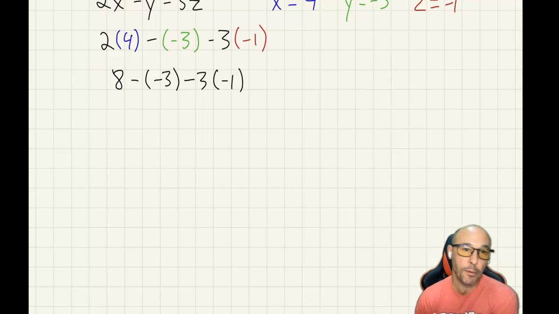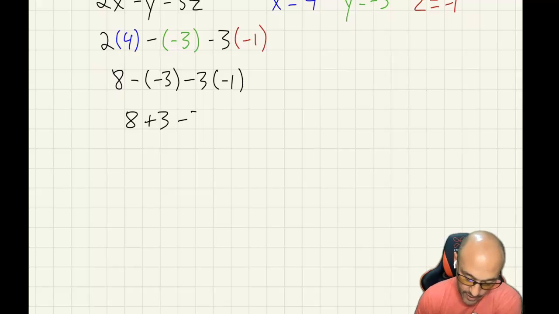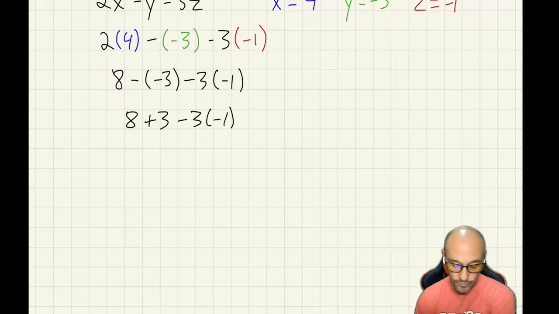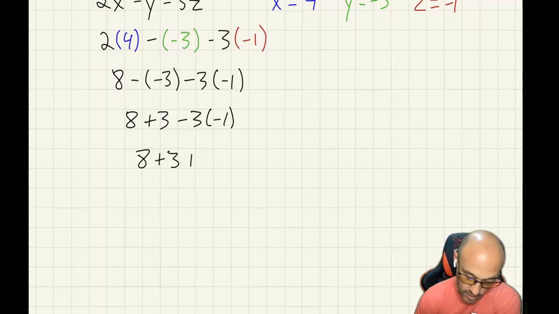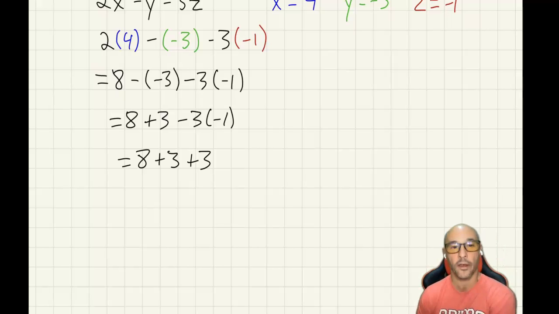So now, again, no parentheses, no exponents. Multiplication: here's -1 times -3. You may not recognize that as multiplication. You can also just think of it as the opposite of -3, but it is actually -1 times -3, and that is going to be a +3. Negative times a negative is a positive, so this is going to be 8 plus 3, and then -3 times a -1. Lastly, we have -3 times -1, which is +3 again. So we have 8 plus 3 plus 3, and each of these is equal to the other.